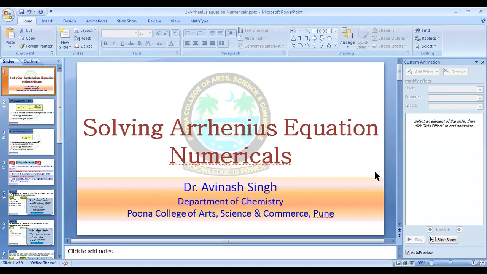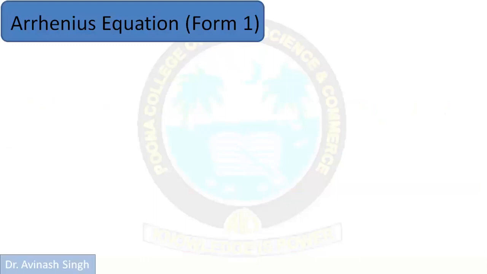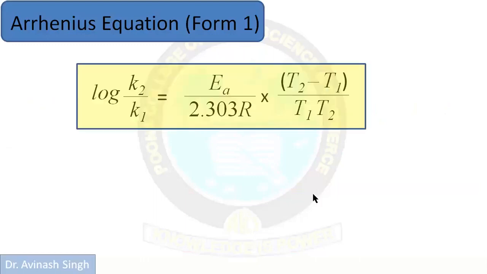In this video, we are going to discuss the solution of numericals based on the Arrhenius equation. The Arrhenius equation normally appears in two forms. We'll call it form 1, and form 2 will be discussed afterwards. And we'll be talking about numericals based on both forms.